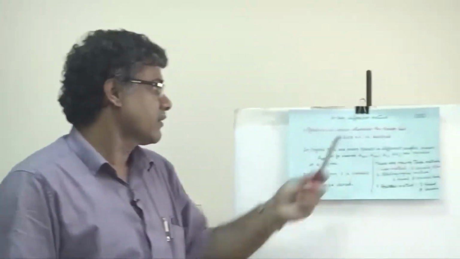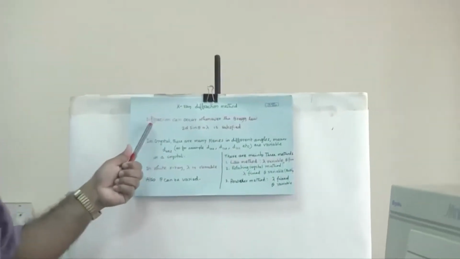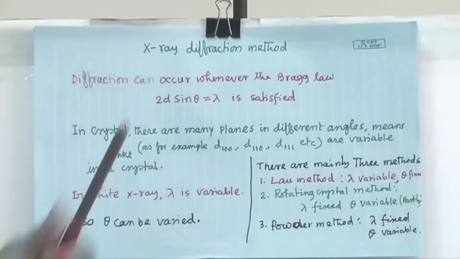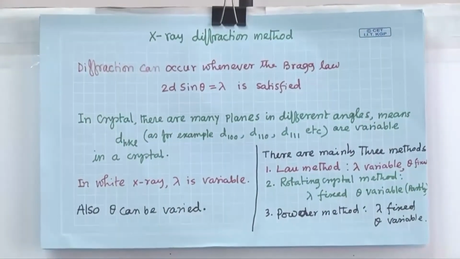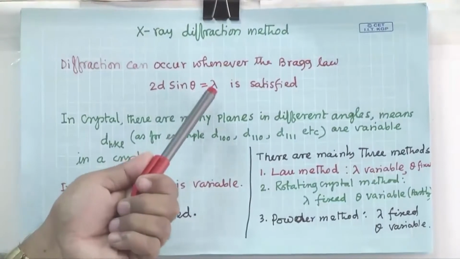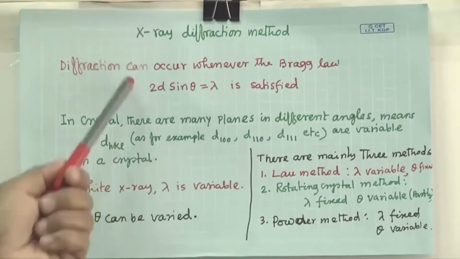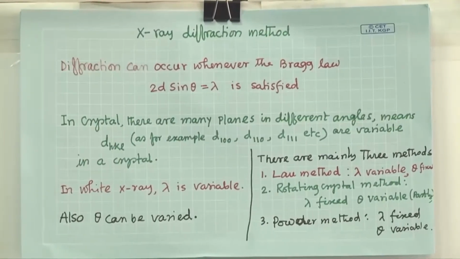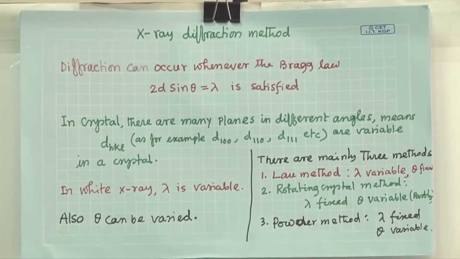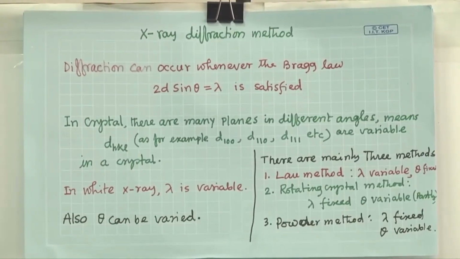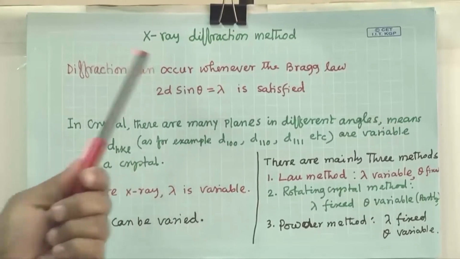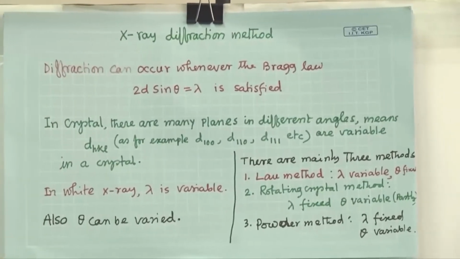So, I will demonstrate the X-ray diffraction experiment. Diffraction can occur whenever the Bragg condition, Bragg law 2d sin theta equal to lambda, is satisfied. This is the main equation or law for X-ray diffraction: 2d sin theta equal to lambda. We are only considering first order, n equal to 1.